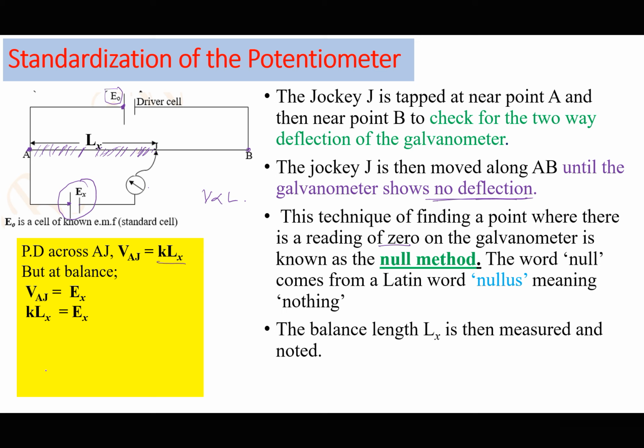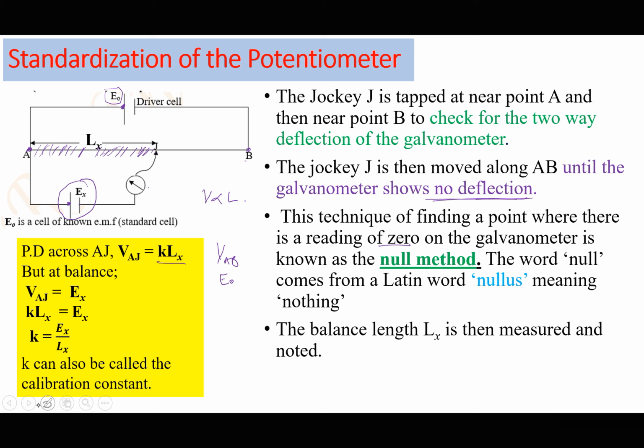So if I want to find K, I can say K is equal to Ex over Lx. So if I know the EMF of the cell Ex and I don't know maybe the EMF of the driver cell, I know Lx and I know Ex. I can find the PD corresponding to that length. And if I know the whole length AB, I can move backwards and find the PD across AB, which will be the same as the driver cell EMF, E naught. So K can also be called the calibration constant, but we shall not talk about the calibration constant now. We just need to know it as a constant.